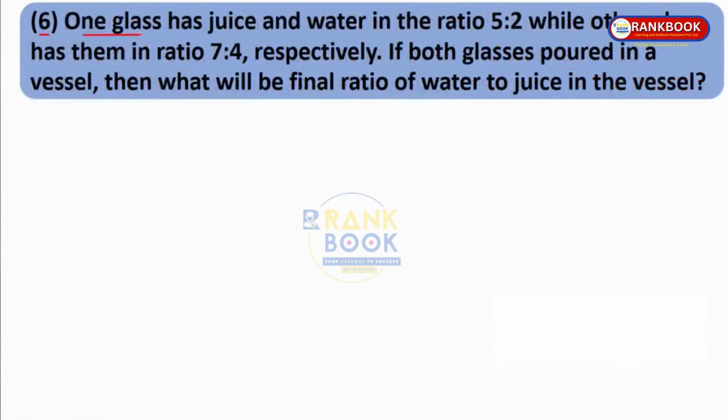Question number 6. One glass has juice and water in the ratio 5:2, while other glass has them in the ratio 7:4 respectively. If both glasses are poured in a vessel, then what will be final ratio of water to juice in the vessel? Now over here again very easy sum. Okay, we can solve it with logic. We might not need the formula also, right?